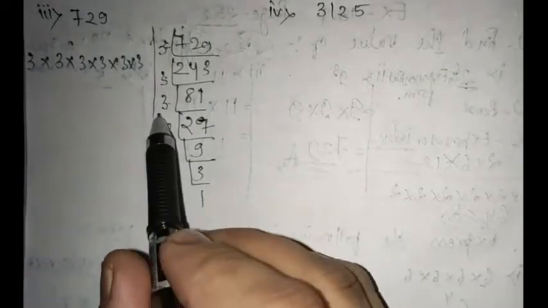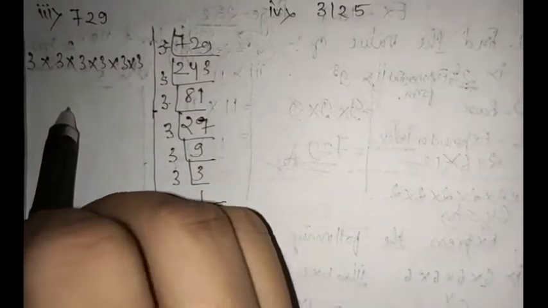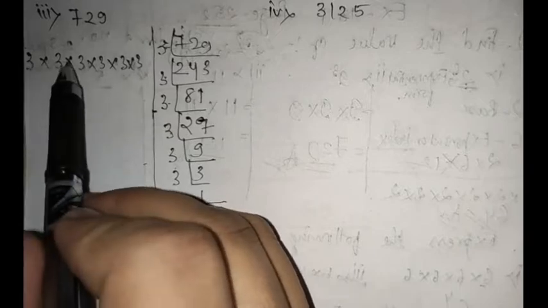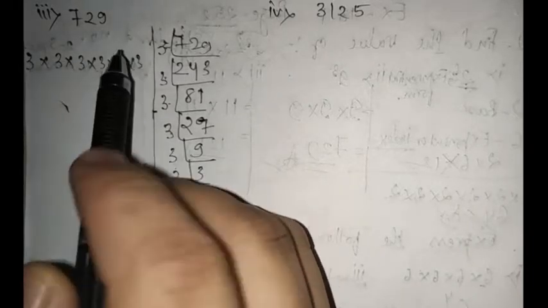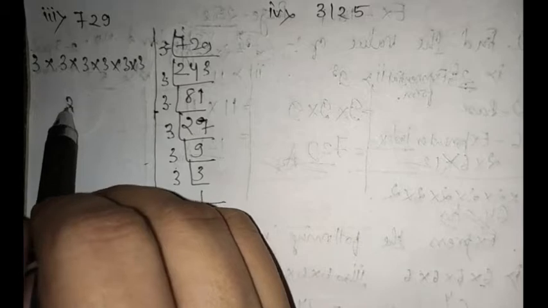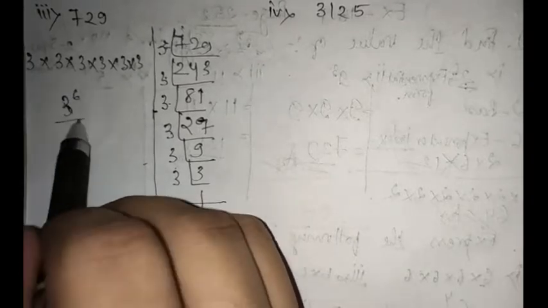So this is the rough work. You have to do this rough work on the side of the paper. Just see, 1, 2, 3, 4, 5, 6, right? So you are going to write the exponential form of 729 as 3 to the power 6. Alright students, I hope you have understood this.